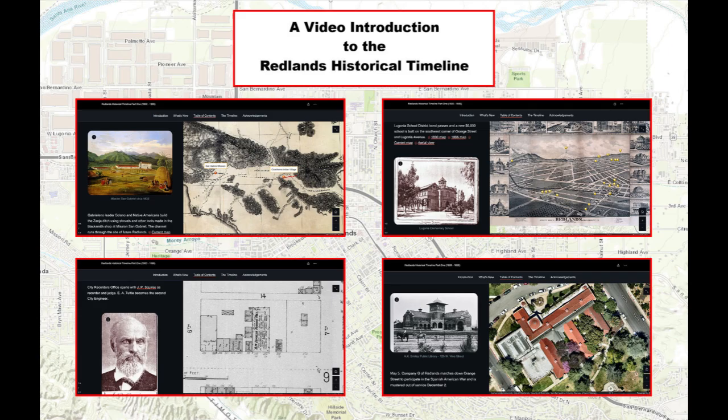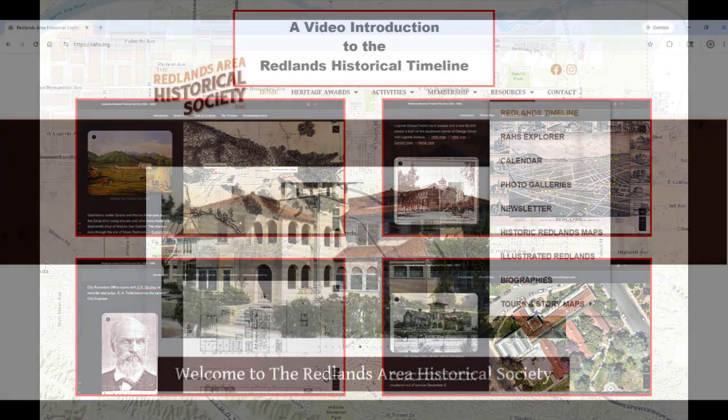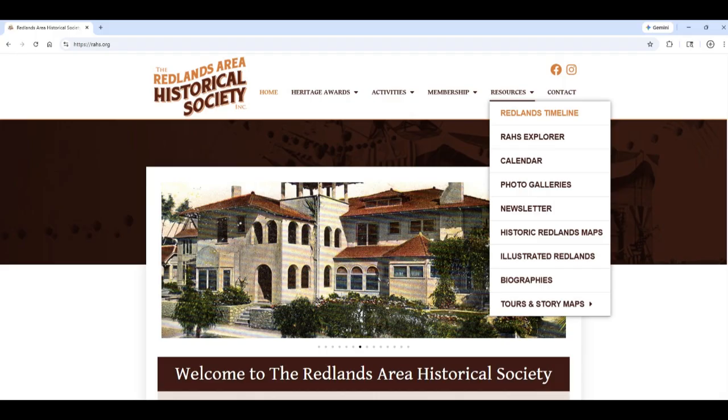The timeline is a web-based presentation on the history of the city of Redlands, done in ESRI StoryMap format. It combines text by Redlands historian Tom Atchley with historical photos and maps. It is an ongoing project of the Redlands Area Historical Society, RAHS.